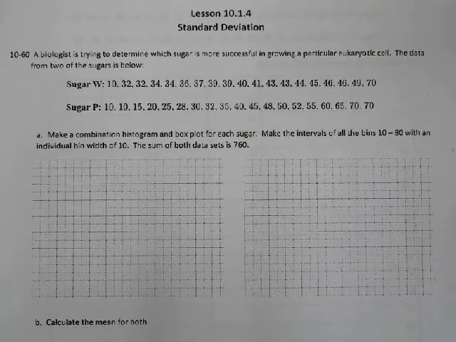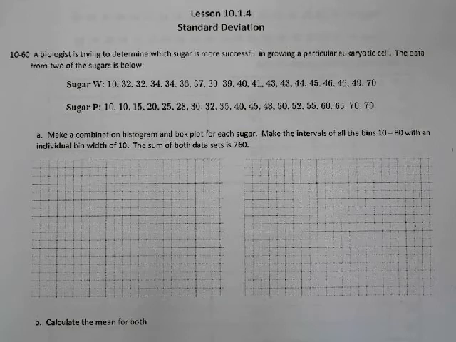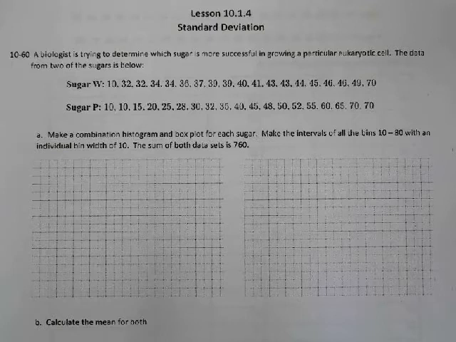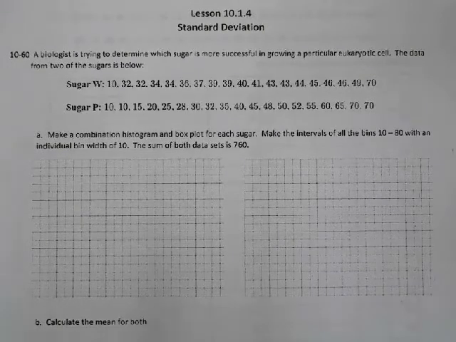All right, Advanced Math A, we've got lesson 10.1.4, standard deviation. A biologist is trying to determine which sugar is more successful in growing a particular eukaryotic cell, maybe. The data from the two sugars is below. We've got our first sugar, W.